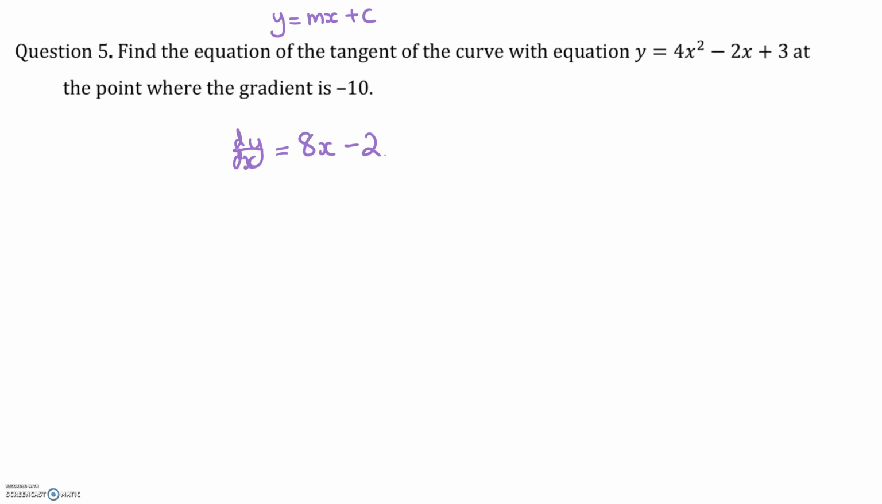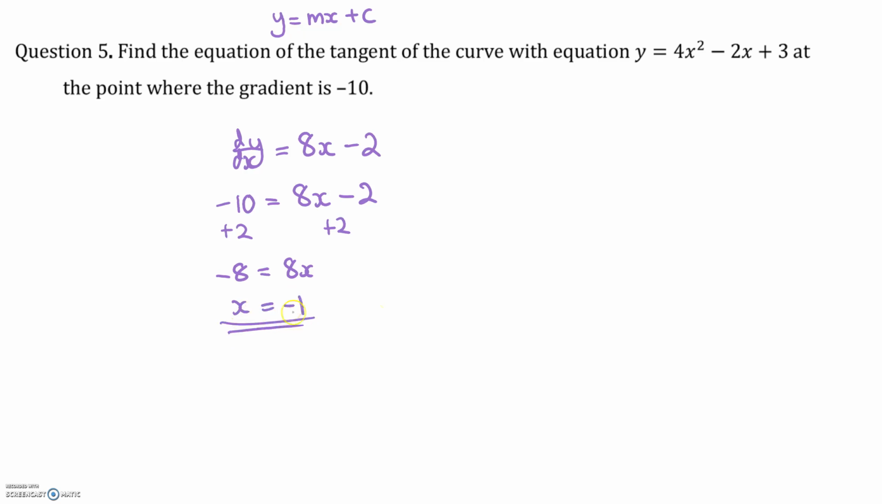Alright, now I've been asked for it at the point where the gradient is equal to negative 10. So this point will be when this is negative 10. So I've just got to find the x value at this point. So moving the negative 10, I add 10 to both sides. I'll get 0 is equal to, in fact, let's just add 2 to both sides. So I'm going to get negative 8 is equal to 8x. So I'm going to get x is equal to negative 1.